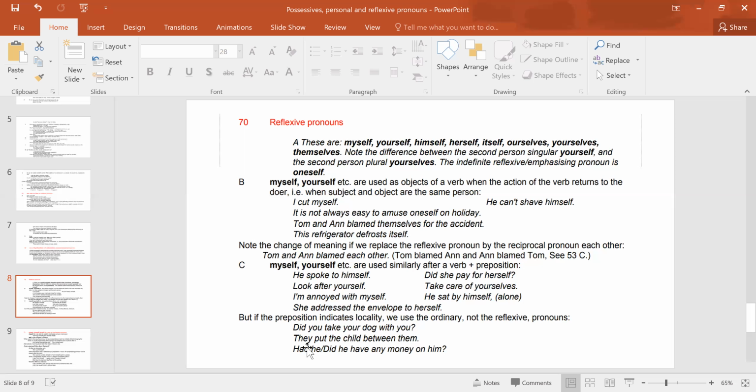They put the child between them. You are not using "themselves." Why? Because here "between" shows the locality. Where did they put the child? They put the child between them. It shows locality, so you will not use "themselves" after it. A simple personal pronoun should be used. Did he have any money on him? Again, "on" here shows the locality, so we will not use "himself." You will use a simple personal pronoun here.